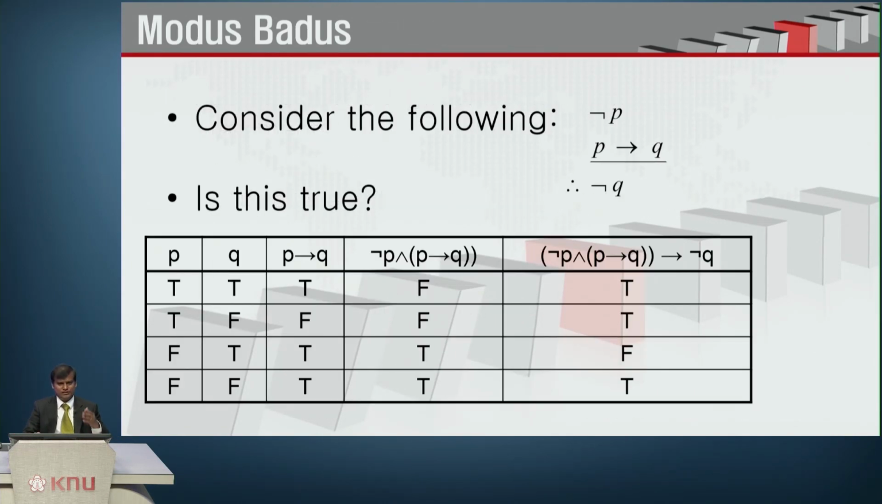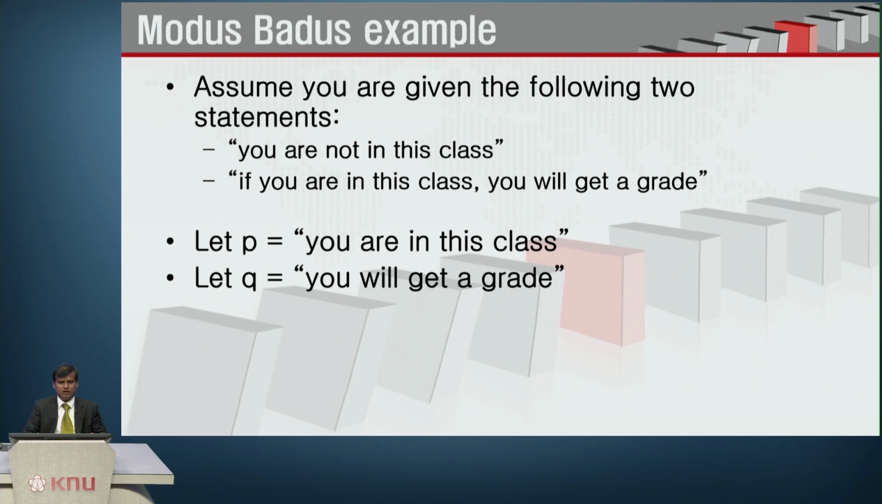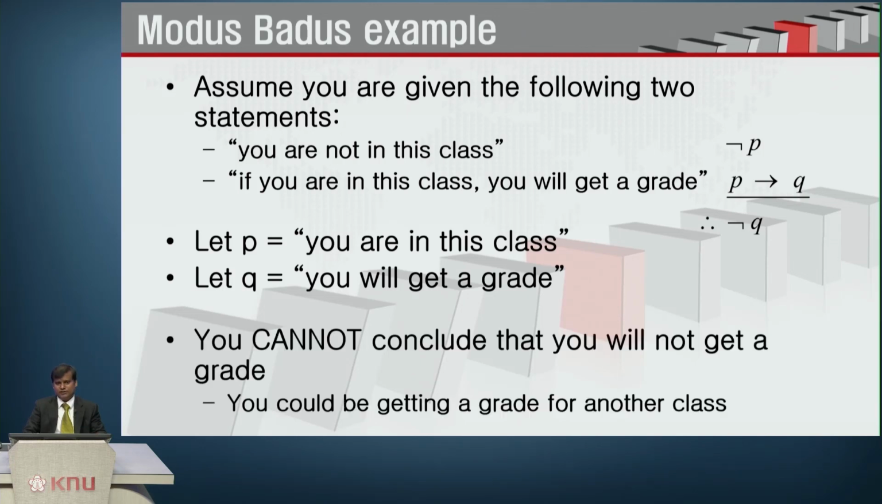Moreover, there is the fallacy of denying the hypothesis. At times it's a fallacy of affirming the conclusion, and here it is the fallacy of denying the hypothesis. Both are not applicable. We can see this example as well. Here, given the negation of P, you cannot conclude that you will not get a grade. You could be getting a grade for other classes even if you are not attending this class.